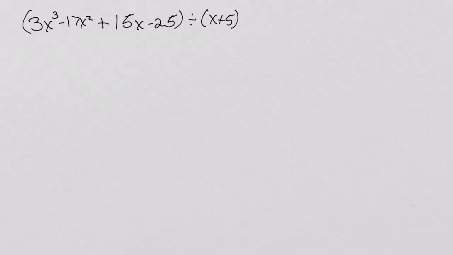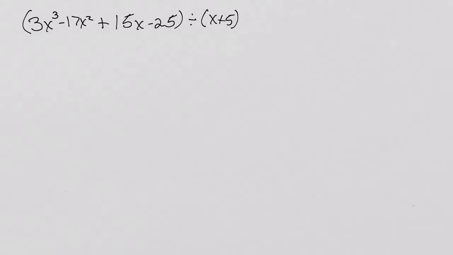In this case, 3x cubed minus 17x squared plus 15x minus 25 is your dividend. X plus 5 is your divisor. When we do synthetic division, we're actually not going to have to mess with any variables or anything along those lines. We're going to use all the coefficients.